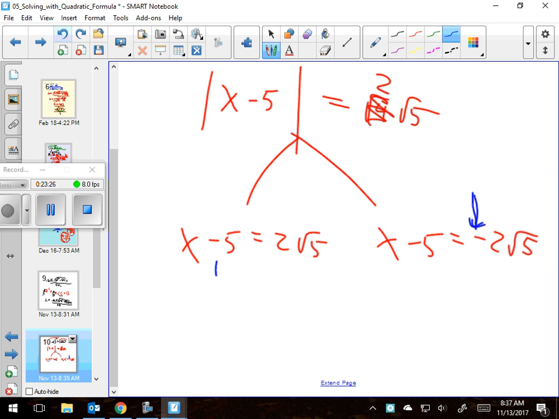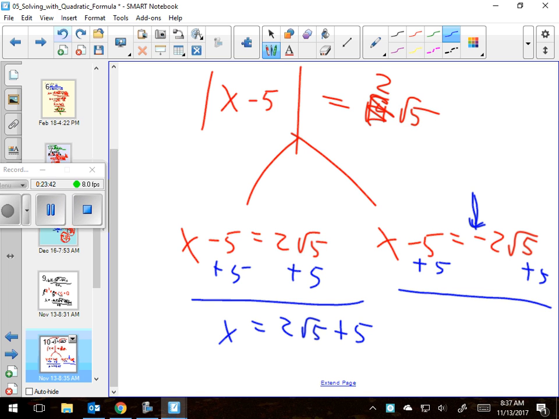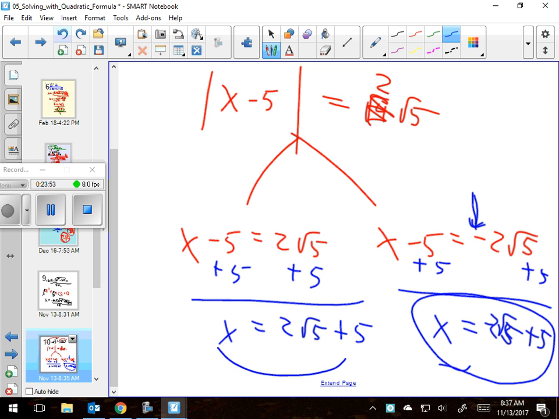Final answer. I don't care which you put first, 5 plus 2 root 5 or 2 root 5 plus 5. I'm going to do it this way. That's negative 2 root 5 plus 5. Negative 2 root 5 plus 5 and positive 2 root 5 plus 5. How many would have got that one right?